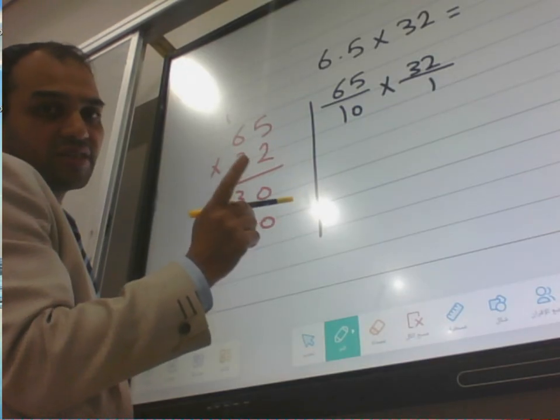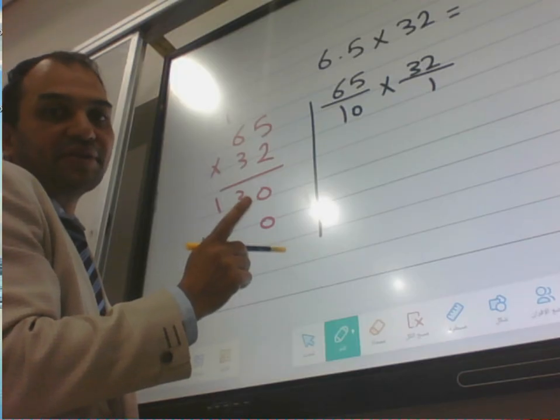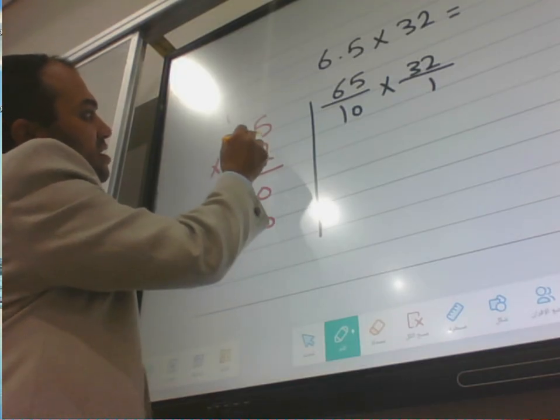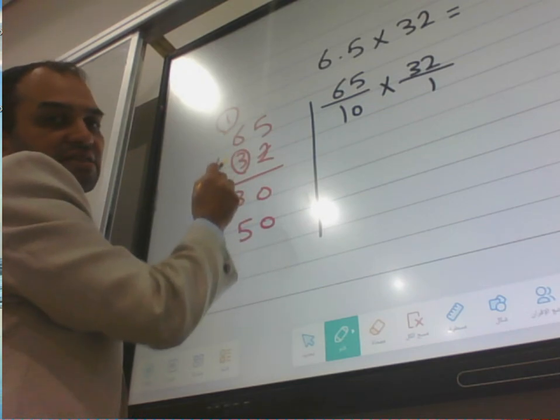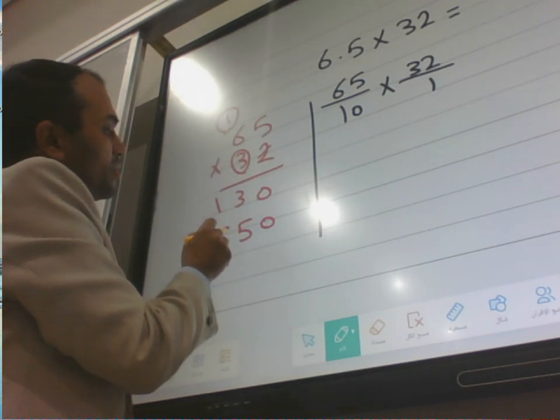Next step, you must multiply by 3. 3 here lies in the tens place, okay? Then 3 multiplied by 5 is 15. 5 and carry a 1. 3 times 6 equals 18. 18 plus 1 equals 19.